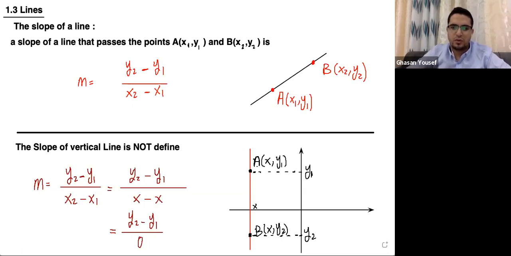Why? I show you why. I take 2 points on the vertical line. I subtract the y coordinates, y2 minus y1, and I subtract the x coordinates, x2 minus x1, and we have the same x. The x coordinate of this point is the same as the x coordinate of this point, the first term of the ordered pair, but the y is different. Here we have y1, here we have y2.